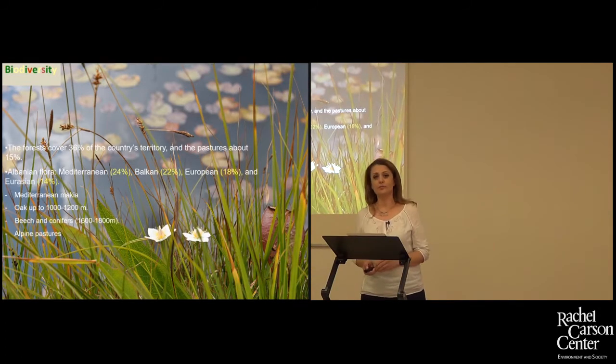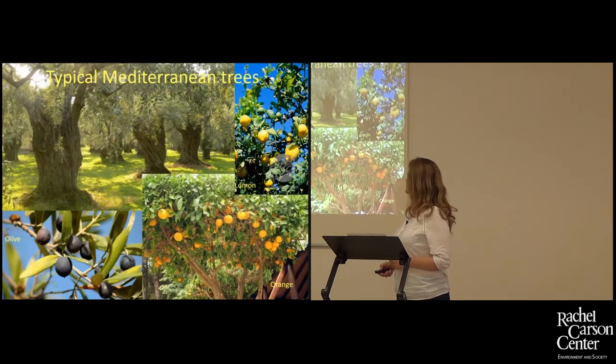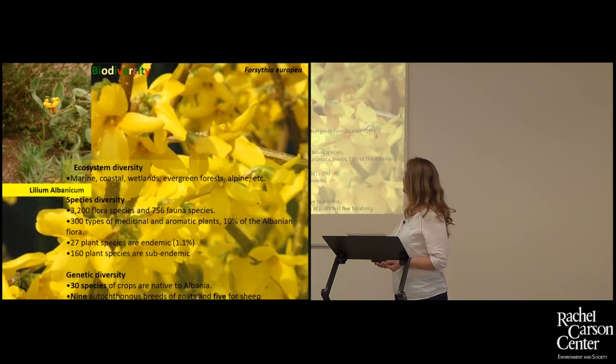The biodiversity of Albania is very rich. 36% of the country's territory is covered by forests and 15% by pastures. Albania has all kinds of vegetation, starting from the Mediterranean bush, oak, beech, and above that the alpine pastures. Albania is a Mediterranean country, and it's very common to find olives, oranges, and lemons.